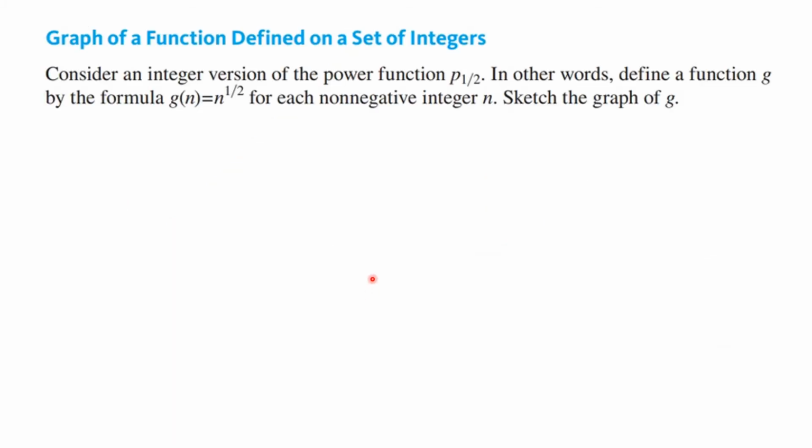Okay, so we can talk about a graph of a function defined on a set of integers. In other words, and this is a problem I'm guessing I asked you to do, think about what the graph of g of n equals n to the 1/2 looks like, and sketch the graph. Now this is one of those things where you should probably pause and sketch this out, and then return for the solution.